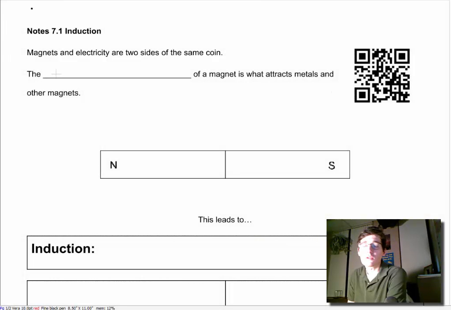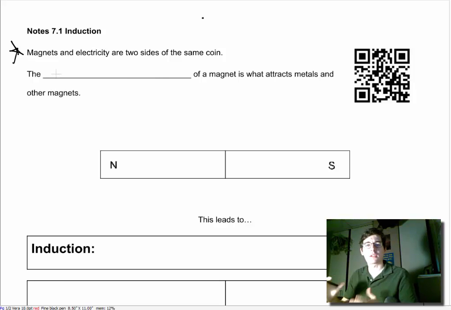We are starting a new chapter on magnetism and electricity, and we're lumping them together, and I've said this a few times because magnets and electricity are two sides of the same coin. They're related to one another, and it has to do with how electric fields are produced and how magnetic fields are produced. We're not going to get so much into that in this section. We're going to look at general properties, and today we're going to look at this thing called induction.